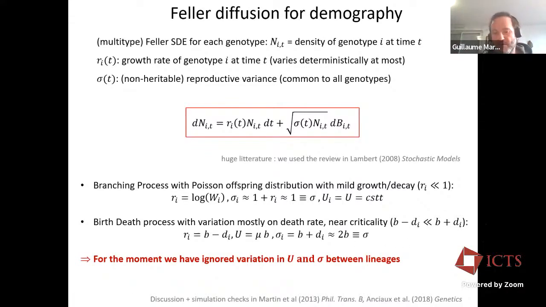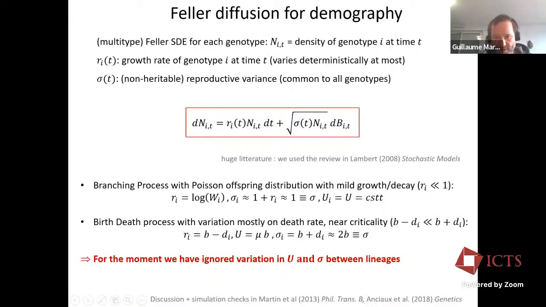There are other ways to get the Feller diffusion as a limit, but I won't go into detail. That's what we assumed. In the simulations I will show, we use the discrete-time model. And for the moment, in our papers at least, we did not study the effect of variation in mutation rate and in sigma.